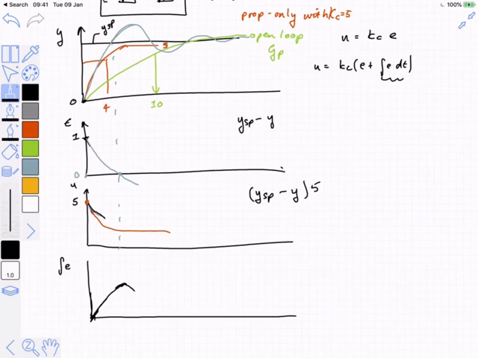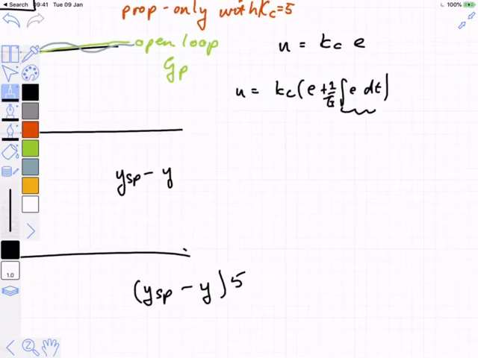And because of the integral part, it's a little bit hard for me to just do this completely in my head with the sketching, so I wouldn't give you any marks for that. But obviously, it is possible for this integral to catch up to be as large as the proportional. Now, again, remember that this tau I is over there, right? That in the actual equation, there's the tau I over there.